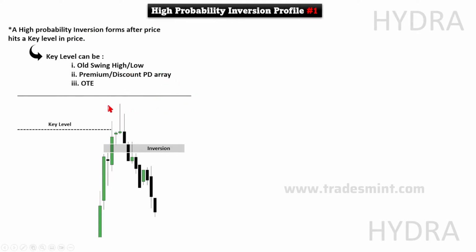So what will you do? You will drop down to the lower time frame, and the high probability condition is that another breaker will form with the old breaker. But what if the new breaker doesn't form? Once price hits the old breaker, we expect to see price forming a new breaker near the old breaker. But if it doesn't happen, this is the condition. This is the fair value gap that we'll be looking for, and this is our entry model. So our key levels are old swing high or low, premium or discount PDRA, and OTE.